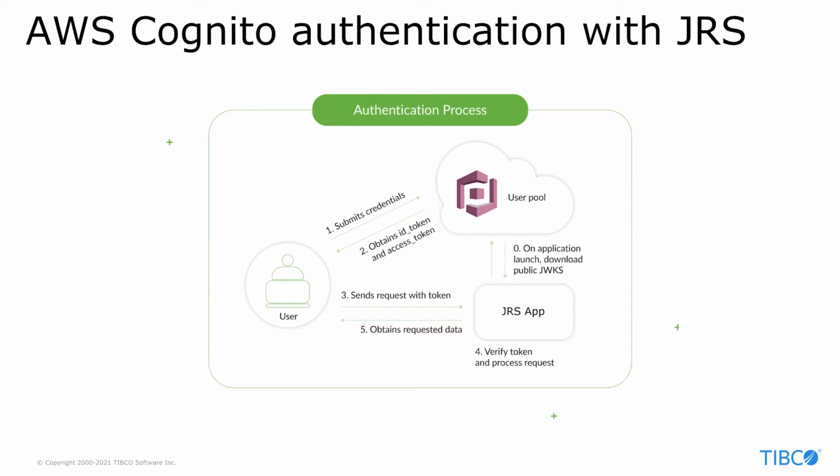After you've retrieved an ID token, you can see here that the request to JRS is sent with the token. The Java Web Key Store is then used to verify the token and process the request. And then you will be given access to the JRS application as a resource server. So this is the overall flow with Cognito, and then Cognito speaks OpenID Connect specification with JRS, JasperReports Server.